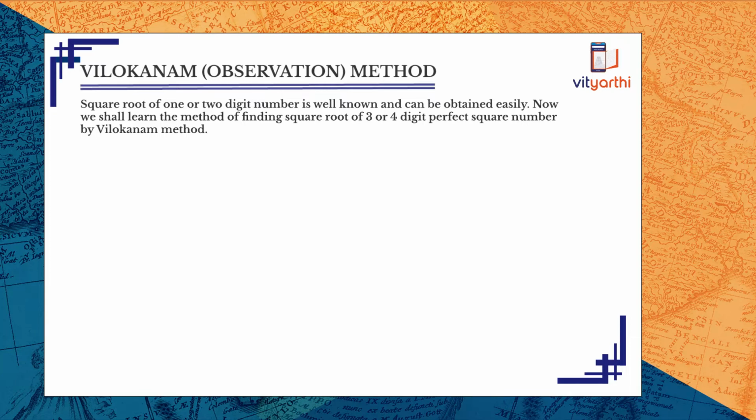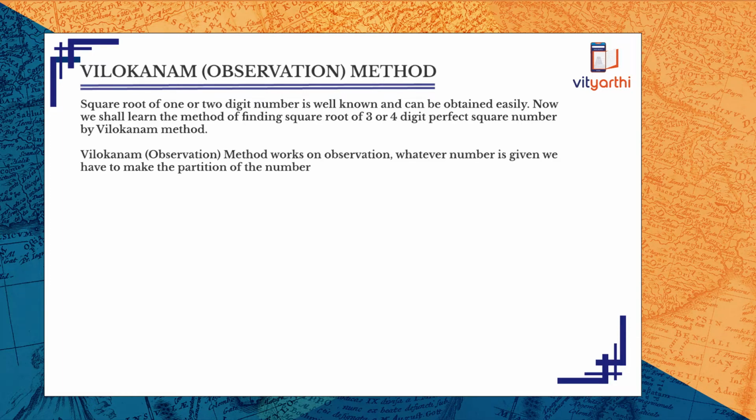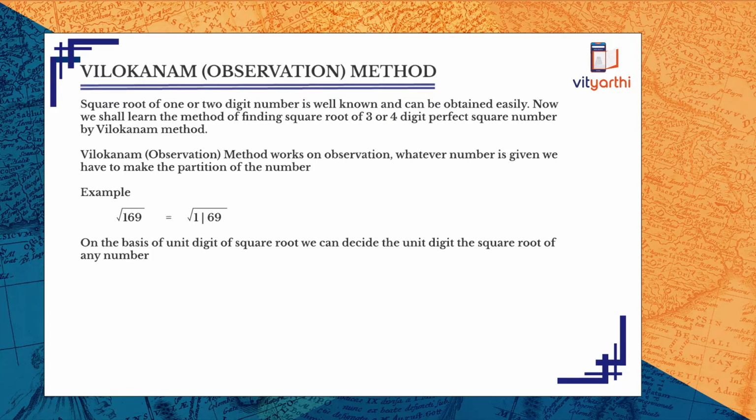Now we shall learn the method of finding the square root of a 3 or 4 digit perfect square by the Vilokanam method. Vilokanam, or observation method, works on observation. Whatever number is given, we have to make a partition of the number. For example, we have to make the partition of root 169 as shown. On the basis of the unit digit of the number, we can decide the unit digit of the square root of any number.